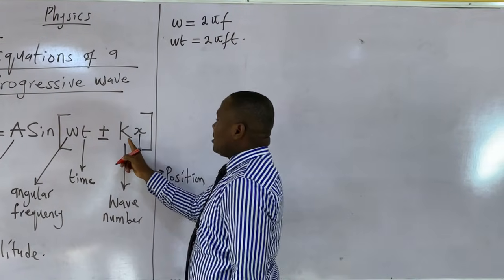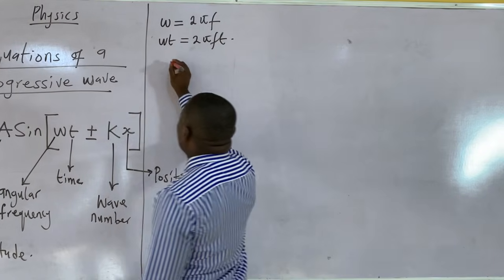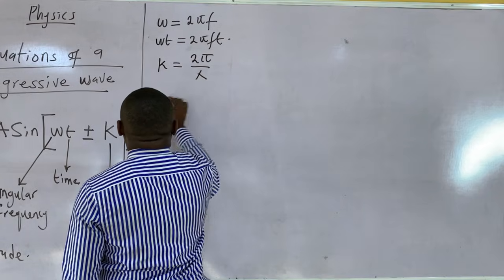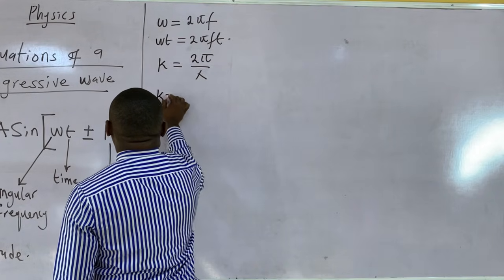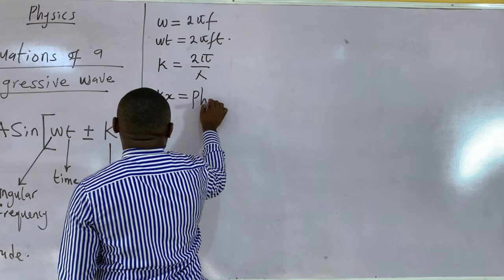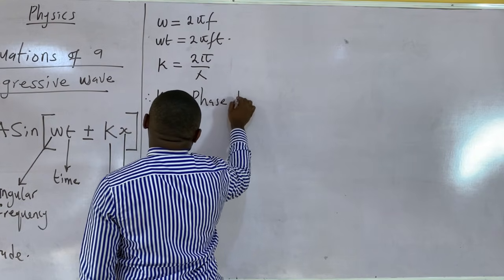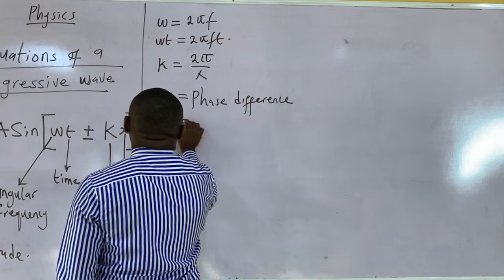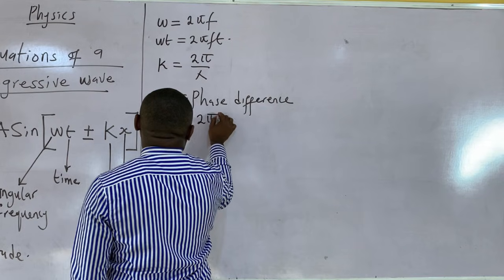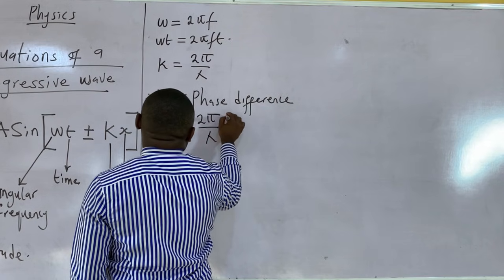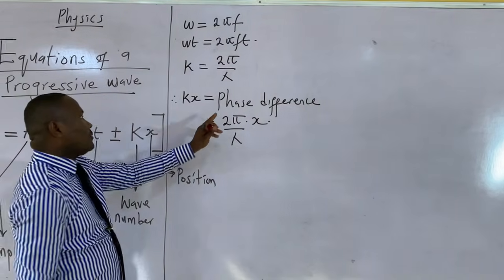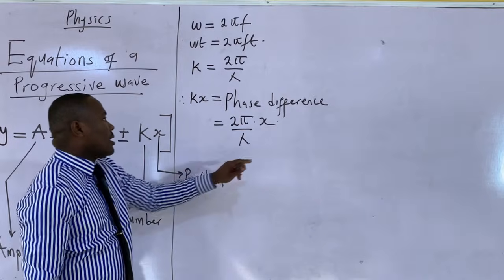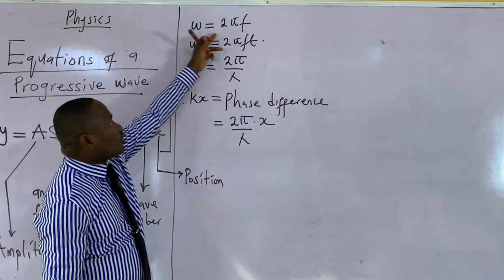Now also, the wave number k is equal to 2π over λ. So therefore, kx, which is equal to the phase angle or phase difference, is equal to 2π over λ dot x. So we have kx is equal to 2π over λ times x. Then we have our ω to be equal to 2πf.